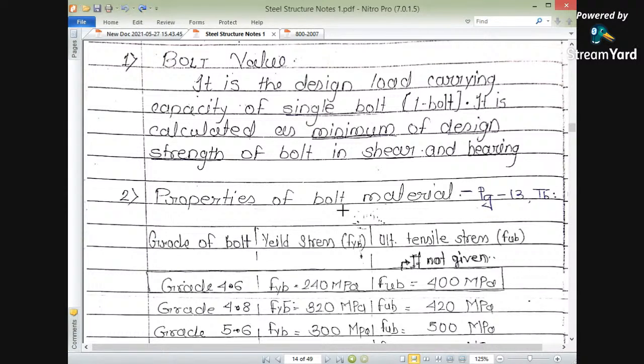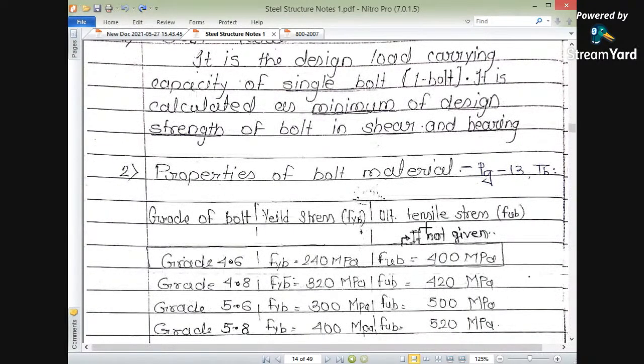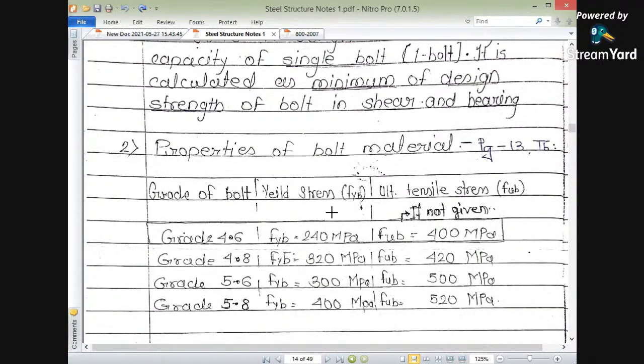Again, what are the properties of bolt materials? We have to find out the yield stress, that is, the grade of bolt, yield stress and ultimate tensile stress. Yield stress and ultimate tensile stress have been mentioned in IS codes. Normally we use the ultimate tensile stress. If it is not given, then we have to take the ultimate tensile stress depending upon the grade of bolts.